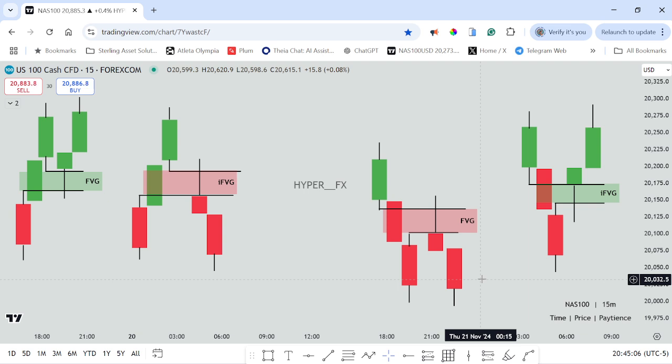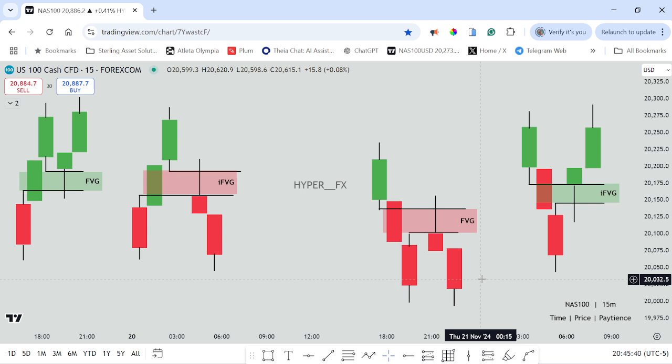So now let us go over to the main topic of this video, which is my favorite, and it is an inversion fair value gap. So watch closely right now. What is an inversion fair value gap? An inversion fair value gap is simply a fair value gap that has failed to perform its function as a fair value gap, which means it is now an inverse or an opposite fair value gap.